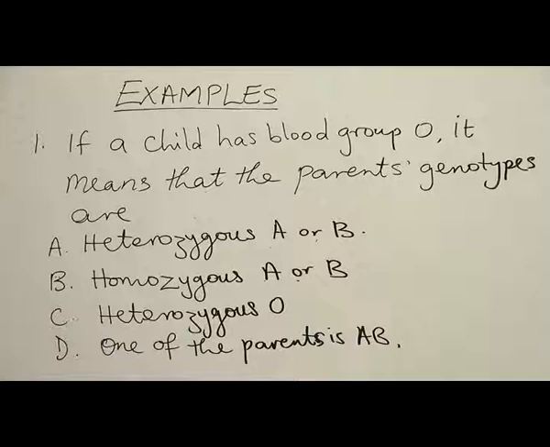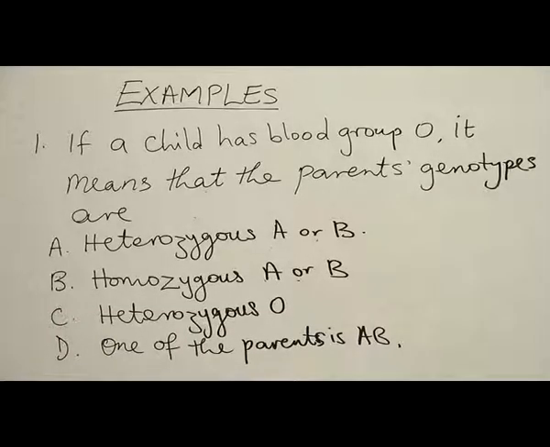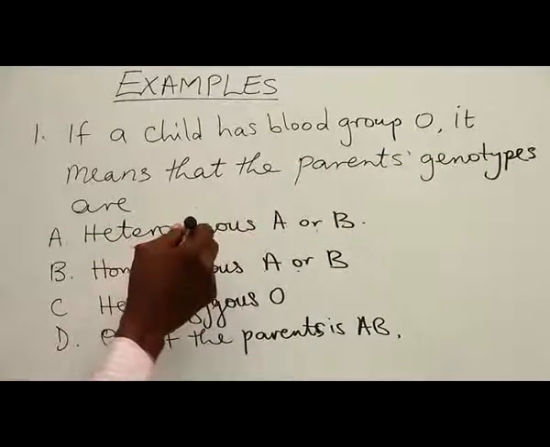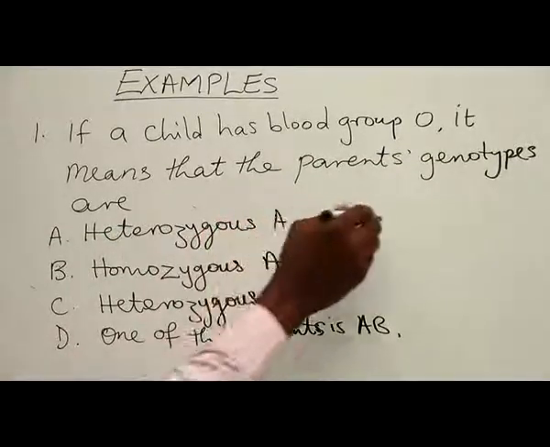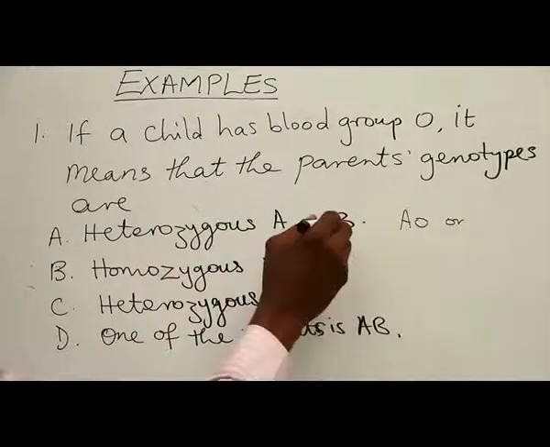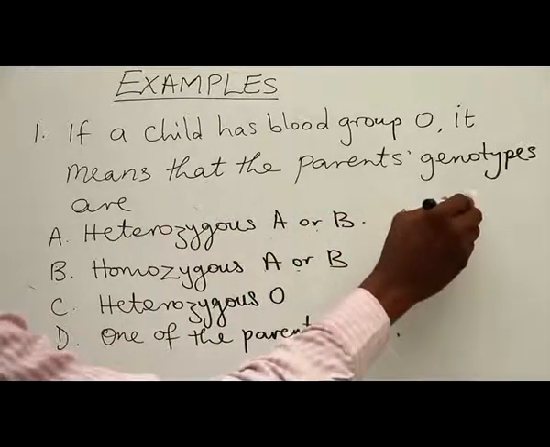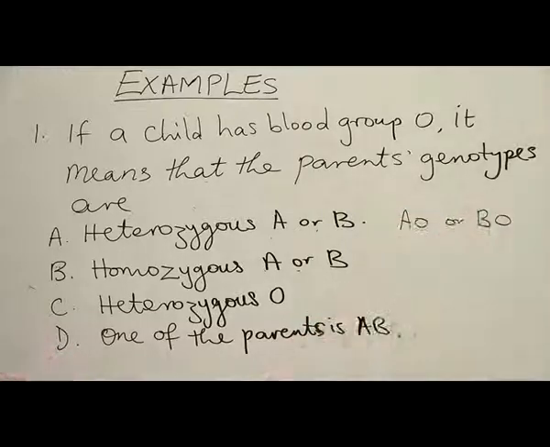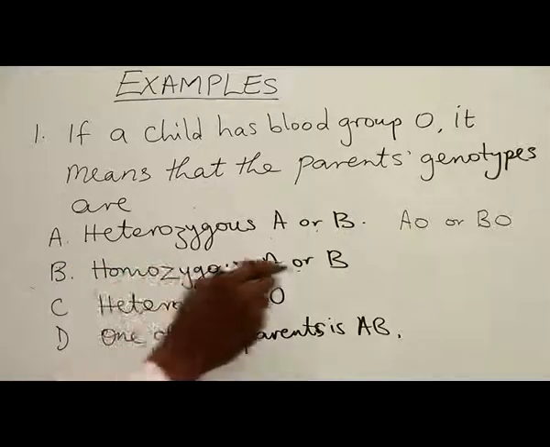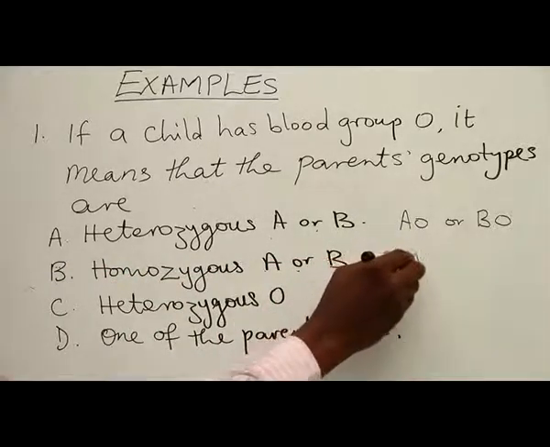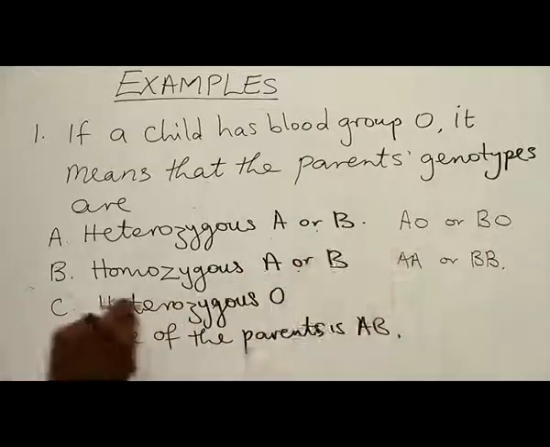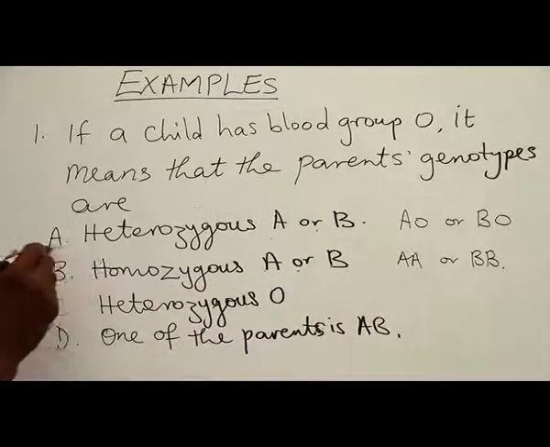So D is out. Now, A, heterozygote, either of them is heterozygote A, something like this, or heterozygous B. B, they are homozygous, so this one is out. The answer is A.